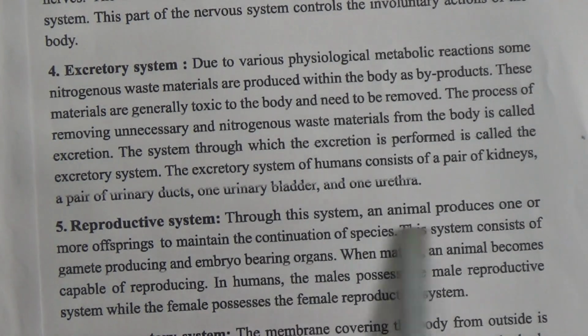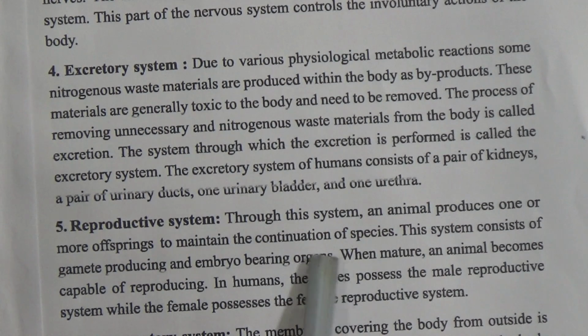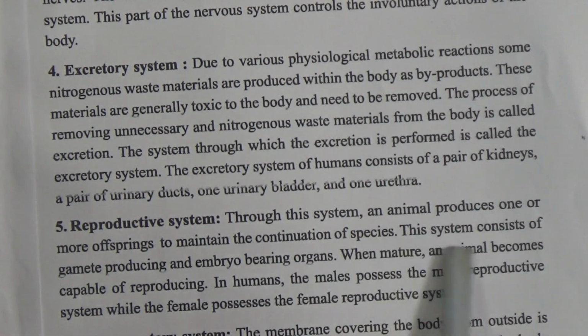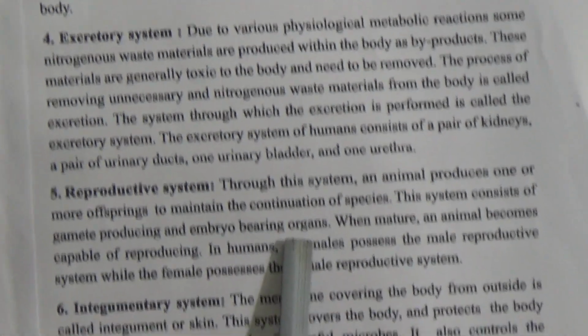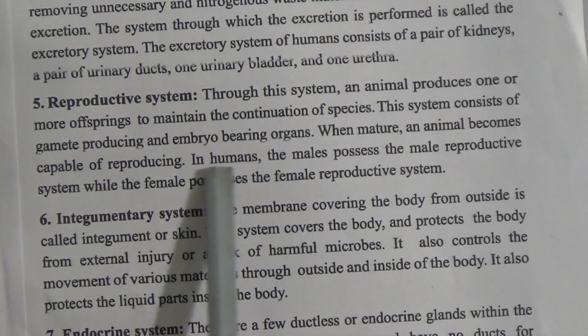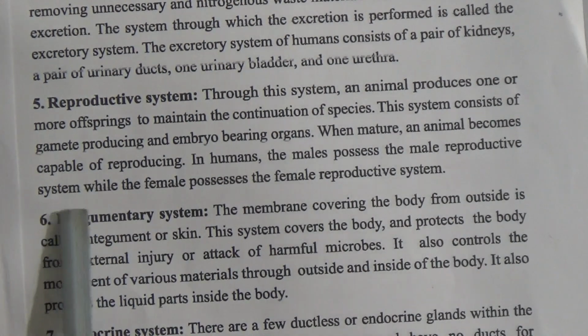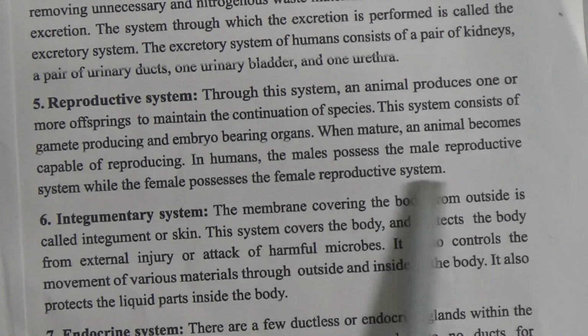Now, reproductive system. Through this system, an animal produces one or more offspring to maintain the continuation of a species. This system consists of gamete producing and embryo bearing organs. When mature, an animal becomes capable of reproducing. In human, the male possesses the male reproductive system while the female possesses the female reproductive system.